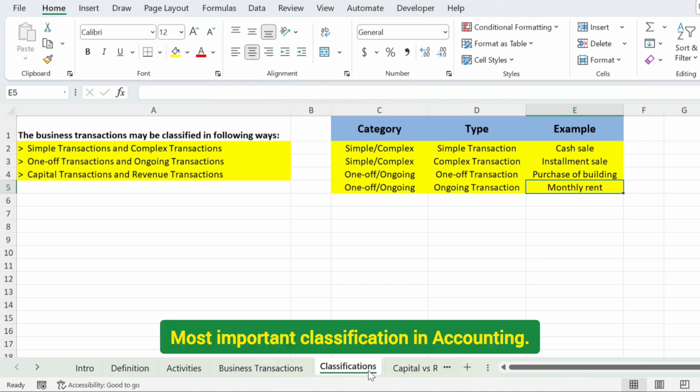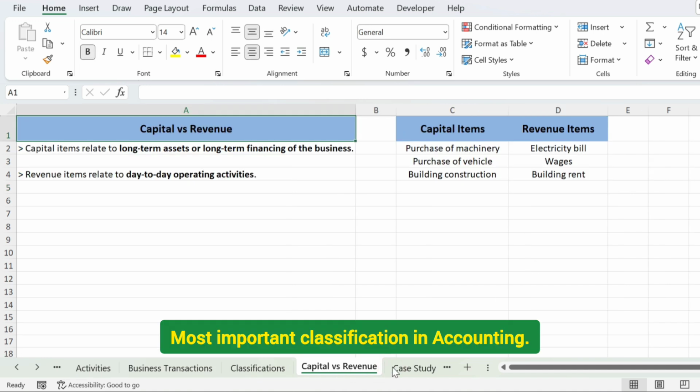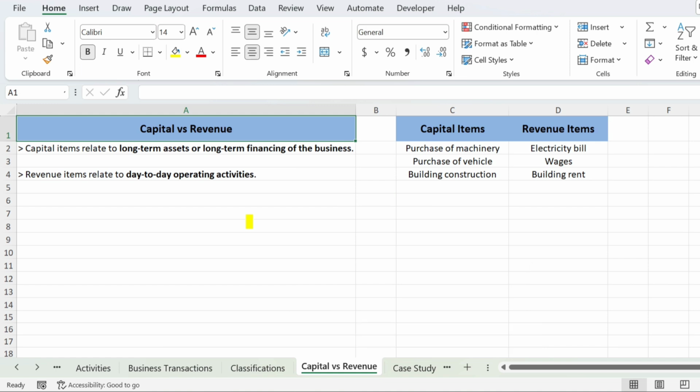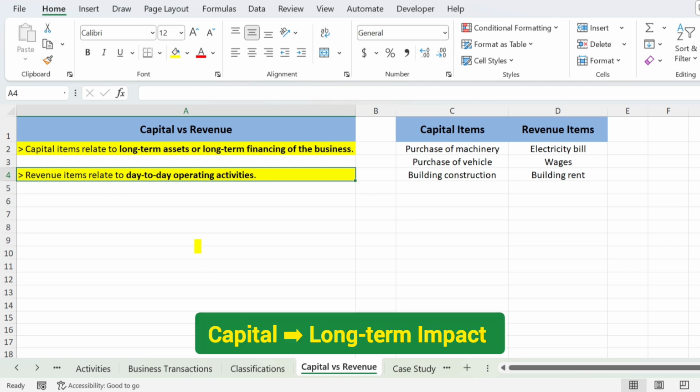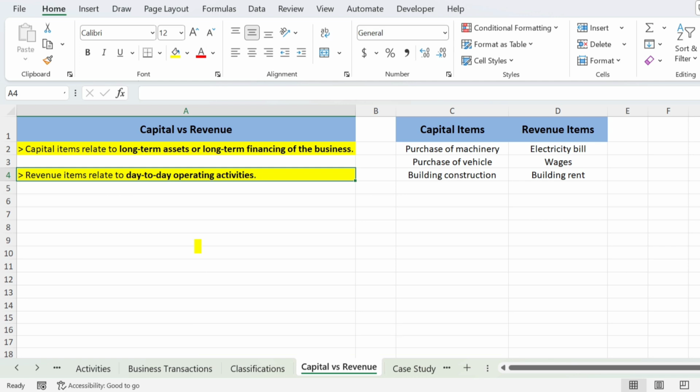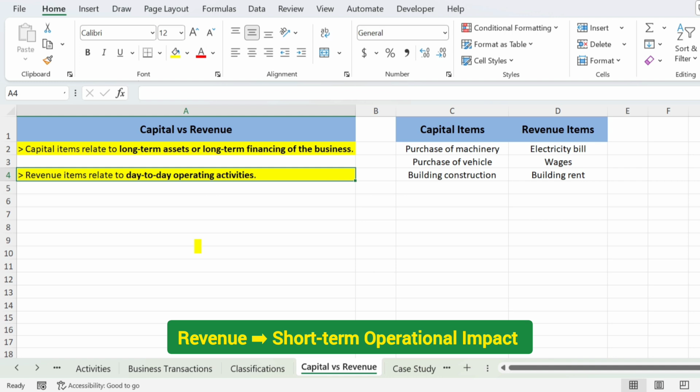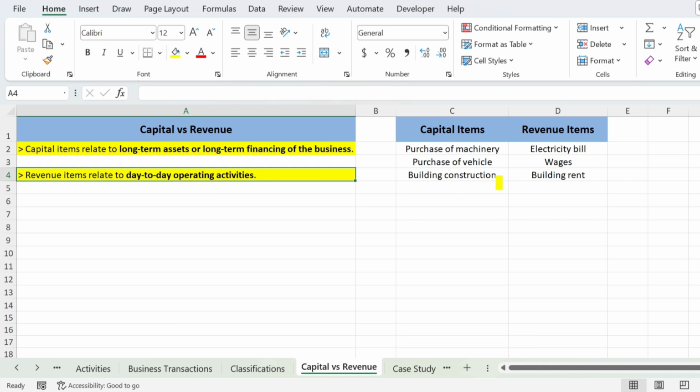Now we come to the most important classification in accounting: capital and revenue. Let's simplify this idea. Capital items relate to long-term assets or long-term financing of the business. Revenue items relate to day-to-day operating activities. Another simple way to think about it is that capital has a long-term effect and revenue has a short-term operational impact. Let's visualize this idea in Excel.